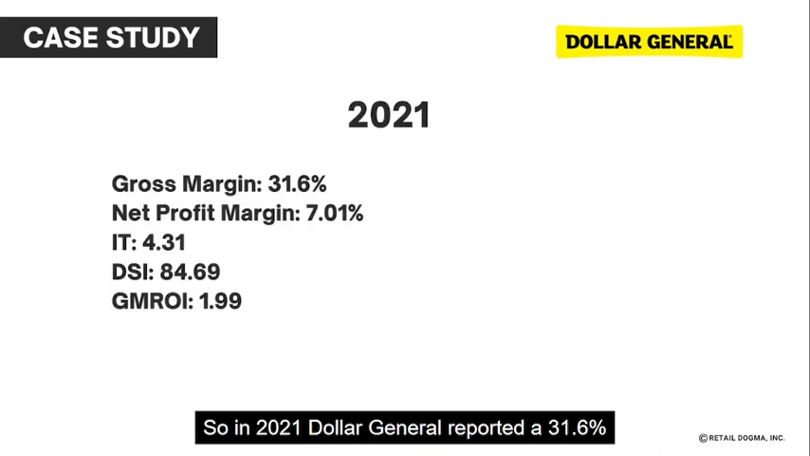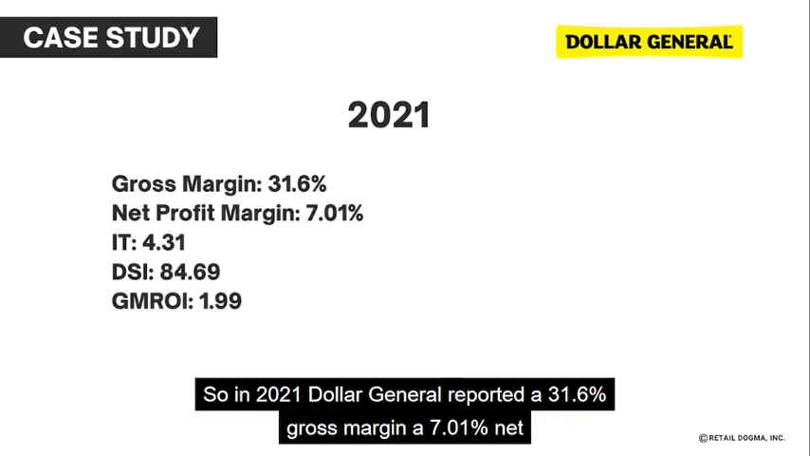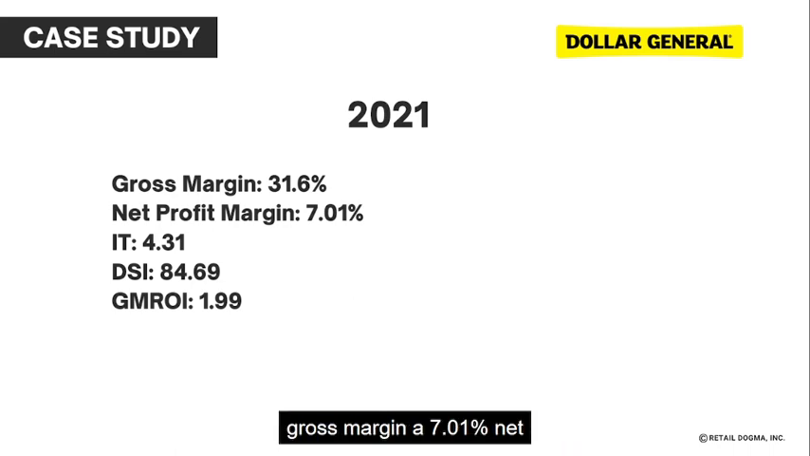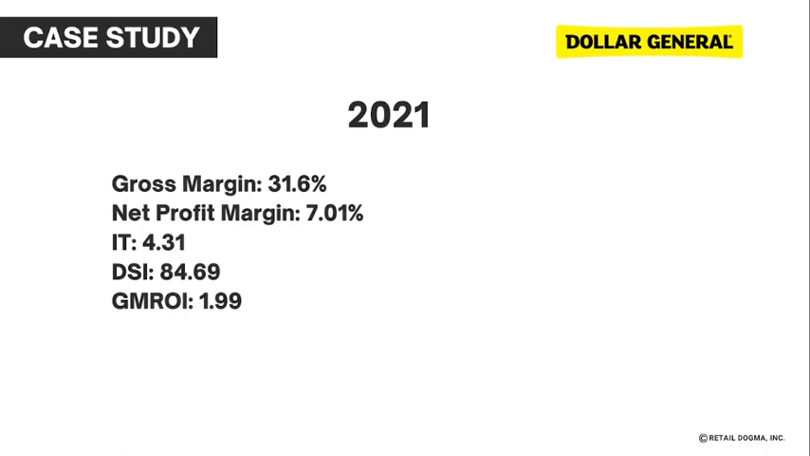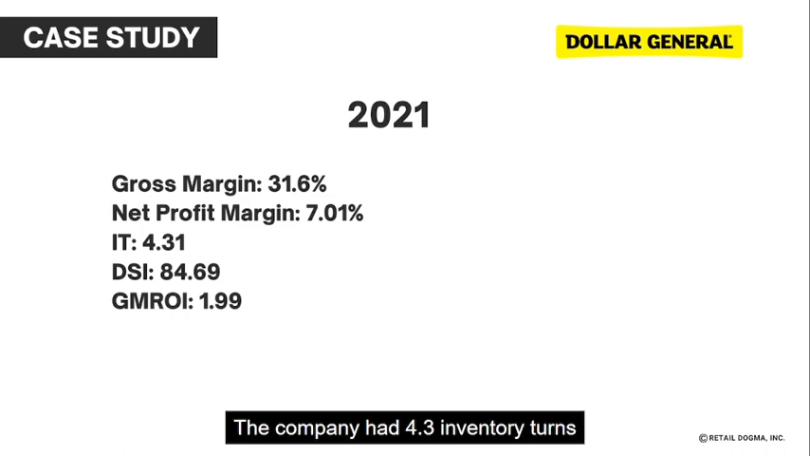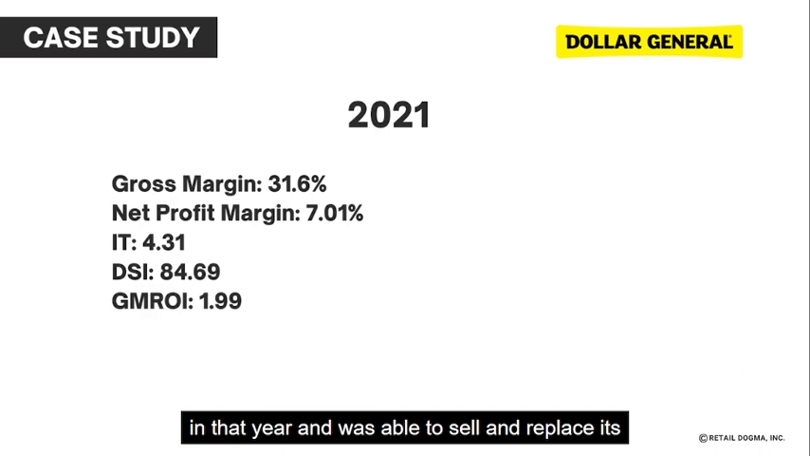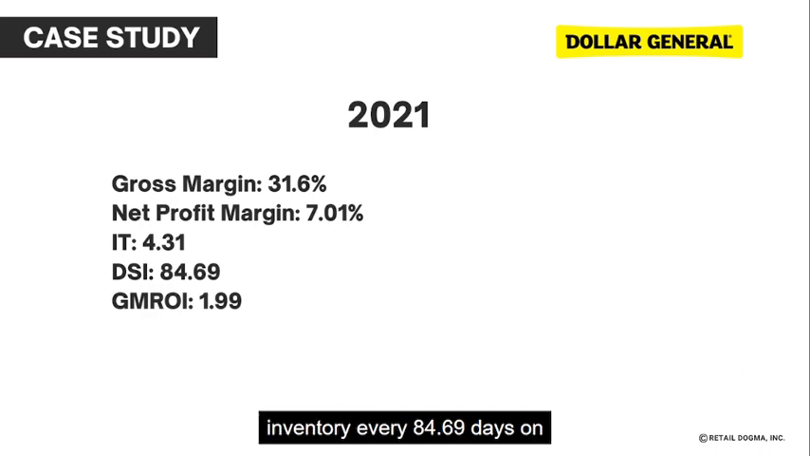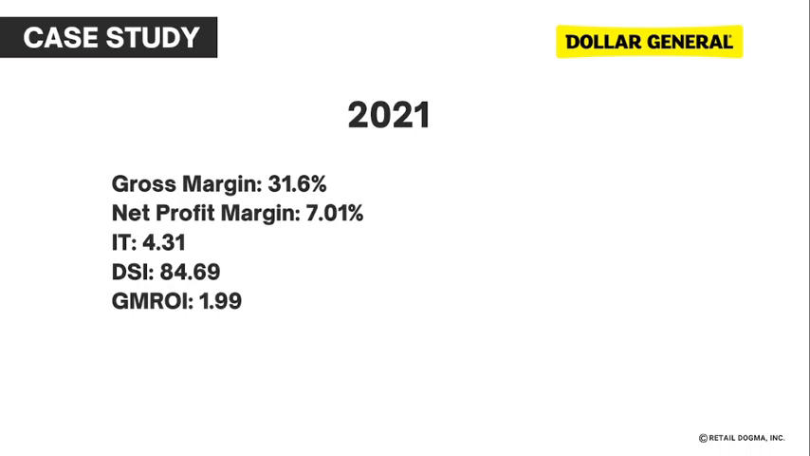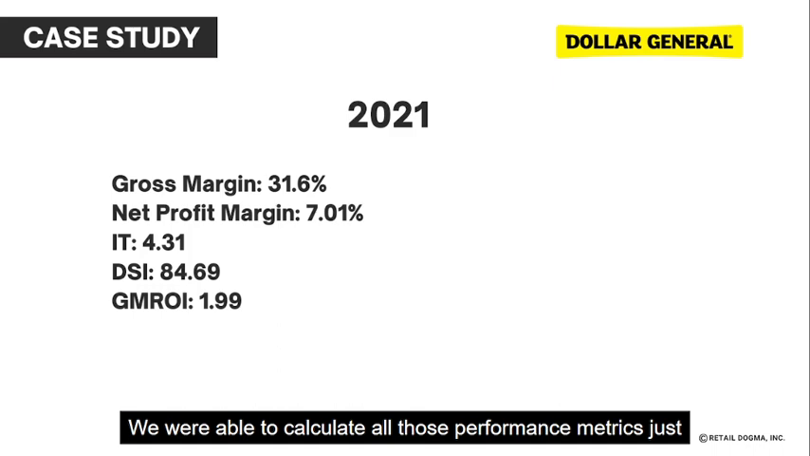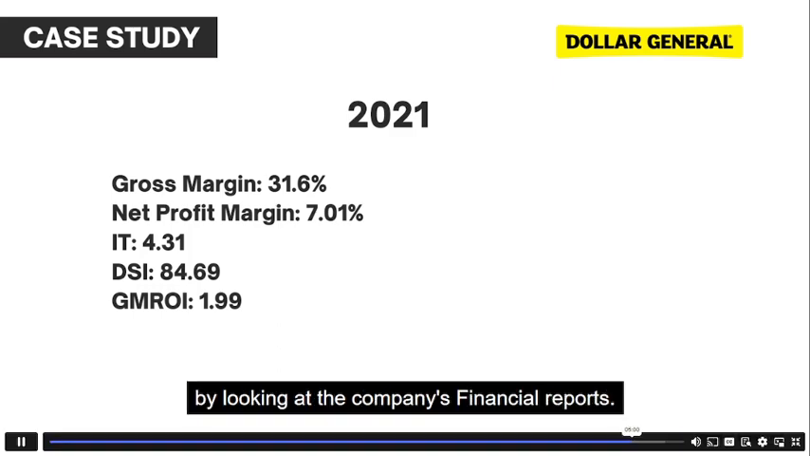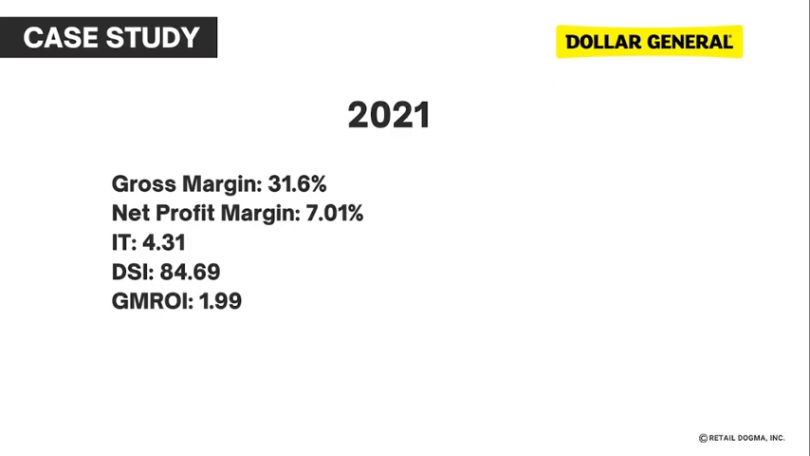So in 2021, Dollar General reported a 31.6% gross margin and a 7.01% net profit margin. The company had 4.3 inventory turns in that year and was able to sell and replace its inventory every 84.69 days on average. For every $1 the company invested in inventory, it returned $1.99 back. We were able to calculate all those performance metrics just by looking at the company's financial reports.